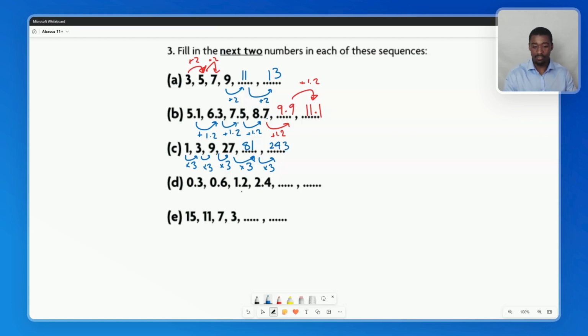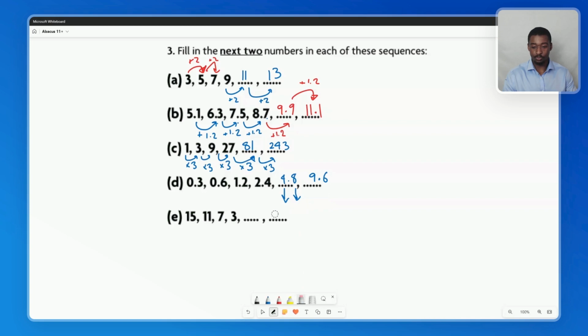Now for part D, we have again multiplication, but this time we're multiplying by 2. So 0.3, we're doubling it. 0.6, 1.2, 2.4, 4.8, and then 4.8 doubled, 9.6. Here, 4 doubled is 8. 0.8 doubled is 1.6. Add those together. What do you get? Boom, 9.6.